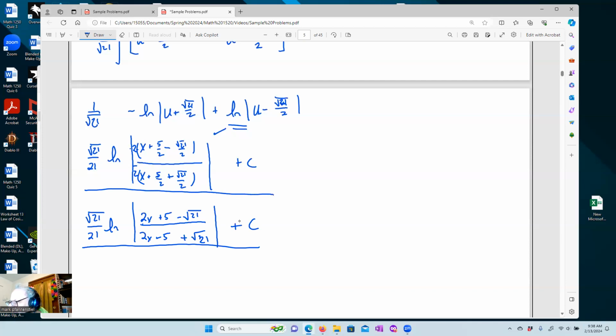We are all good to go as how to go ahead and do that all with partial fractions.